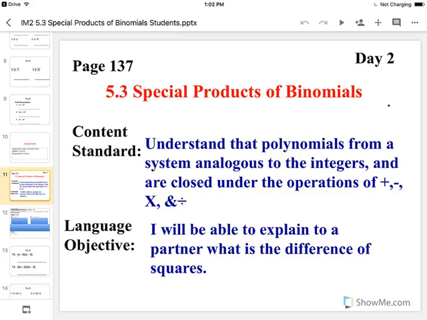Module 5.3, Day 2, Special Products of Binomials. Content Standard: Understand that polynomials form a system analogous to the integers and are closed under the operations of addition, subtraction, multiplication, and division. Language objective: Students will be able to explain to a partner what the difference of squares is.